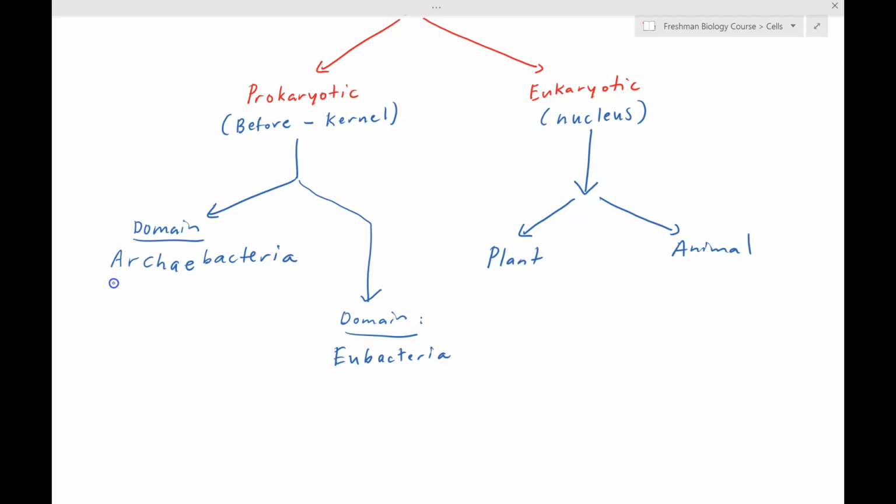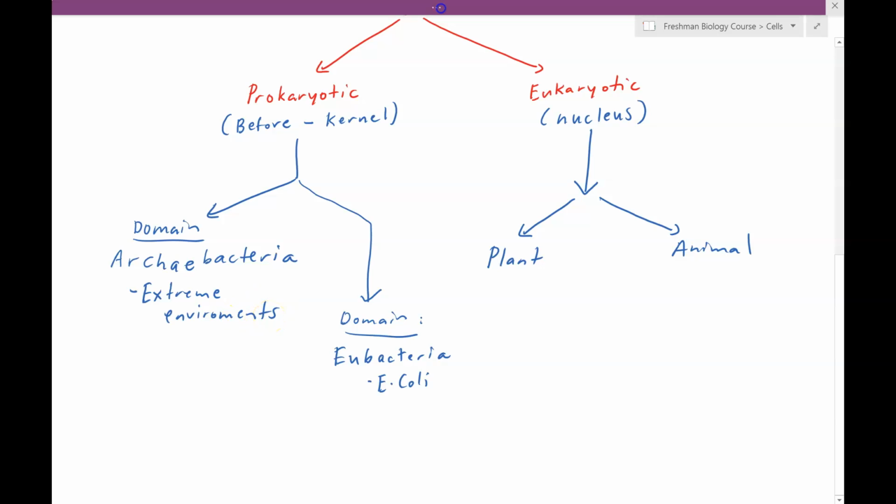The eubacteria, this is going to be your traditional bacteria, things like E. coli that you might find on your kitchen counter even, right? You could find E. coli from a piece of old meat, something like that. And again, the Archaeobacteria are the type that survive in extreme environments. All right, so make sure you have that down.